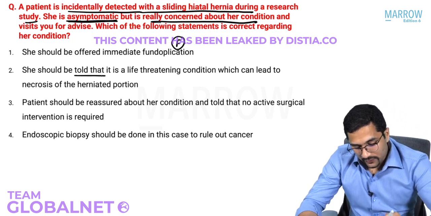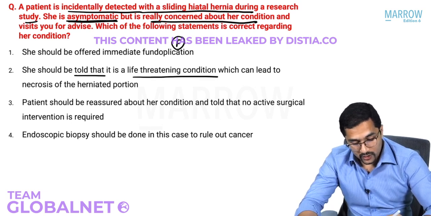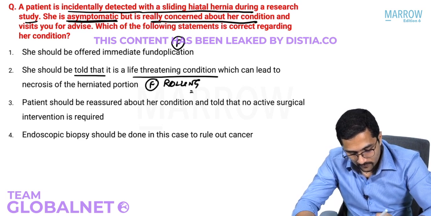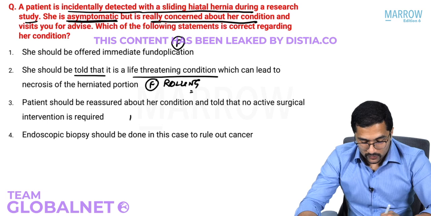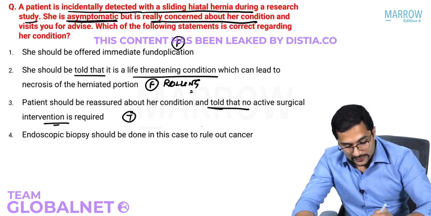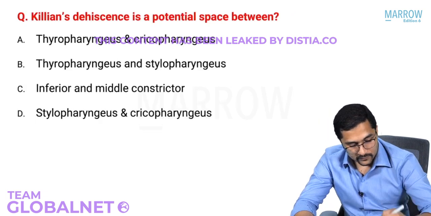She should be told that it is a life-threatening condition which can lead to necrosis of the herniated portion. This is false. This is for rolling hernia. Patient should be reassured about her condition and told that no active surgical intervention is required. This is true, and there is no role of endoscopic biopsy in these patients.